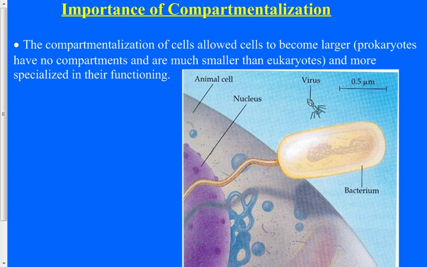So in the sense of scale, prokaryotic cells don't get very big because they're not very efficient. They don't produce a lot of energy because they can't. They're trying to do processes not compatible with each other in the same place.